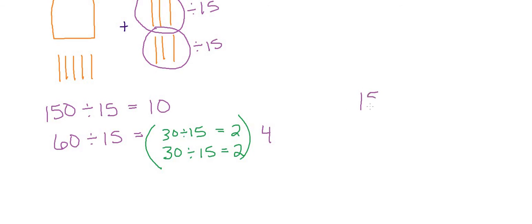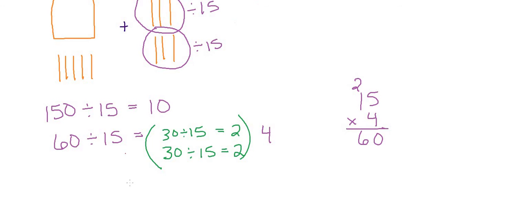And if we wanted to double check that, we could. 4 times 5 is 20. 4 times 1 is 4, plus 2 is 6. So we're correct. So we have 150 divided by 15 is 10, and we have 60 divided by 15, which is 4.